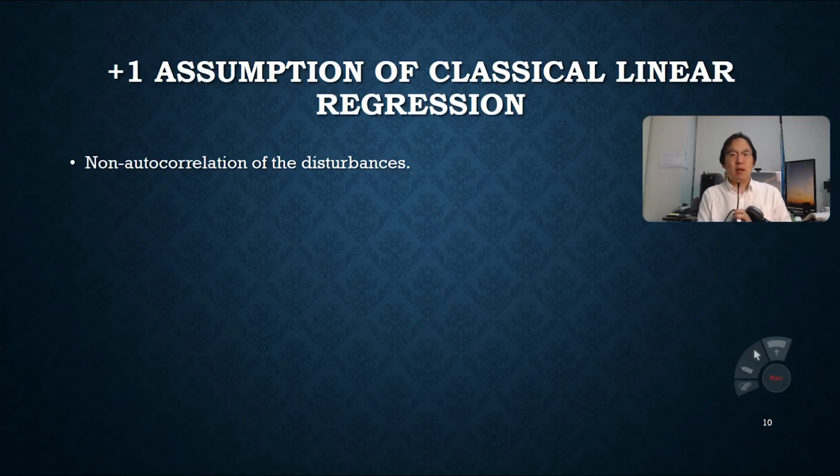Another assumption of classical linear regression I want to point out is non-autocorrelation of the disturbances. What do you mean? The disturbance means the epsilon part, the residuals, right? Epsilon i, t. Autocorrelation means the residual or any variable is correlated with its past values. So epsilon i of time t is correlated with epsilon at time t minus 1. Okay?